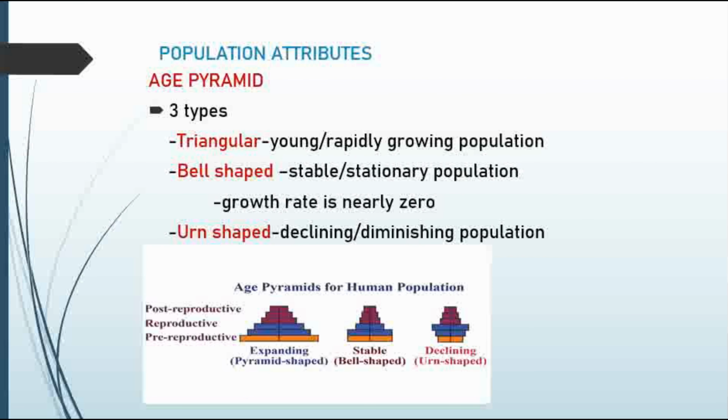And there are 3 types of age pyramid. One is triangular, another is bell shaped, and another is urn shaped. The triangular form of the age pyramid represents a young and rapidly growing population. Why is it so? Why do we say it is young and rapidly growing?